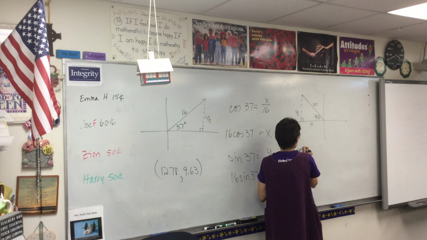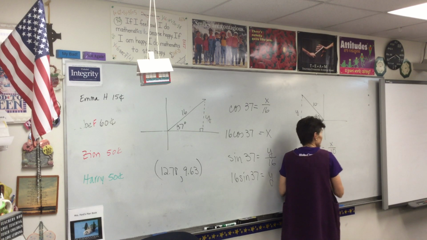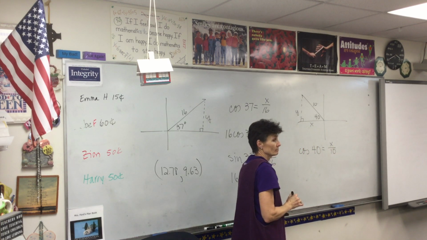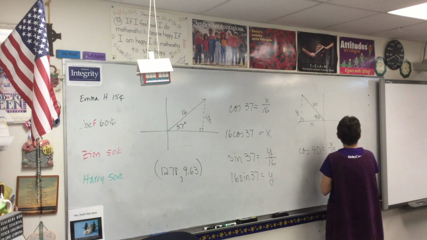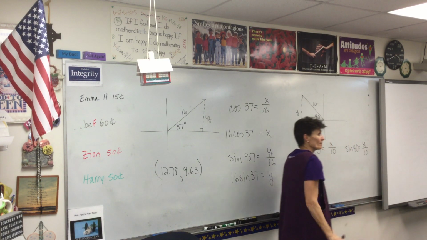So I'm going to set it up the same way. Cosine 40 equals x over 10, and sine 40 equals y over 10. Does that make sense to everybody?